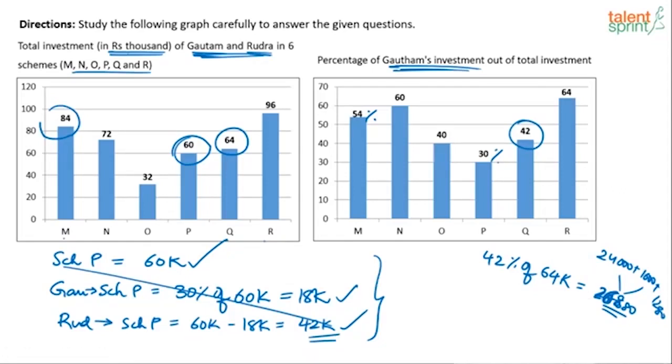Or you can directly do it. If 42% is Gautam's investment, implies remaining 58% is Rudra's investment. You don't have to calculate Gautam's investment and then subtract. I know I have only done it, but you can make it better now. If Gautam has invested 30%, Rudra has invested 70%. If Gautam has invested 42%, Rudra has invested 58%. Here Rudra has invested 36%, here 60%. So both of them can be calculated. That's the moral of the story.